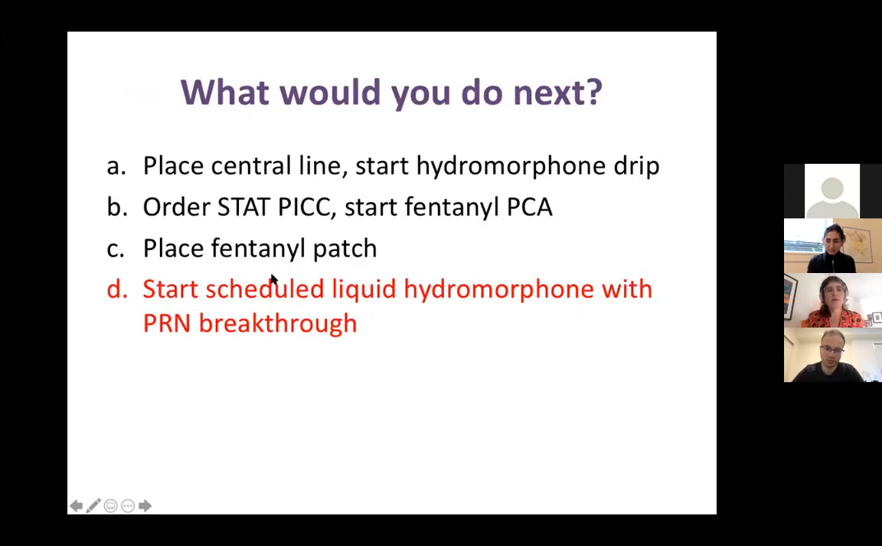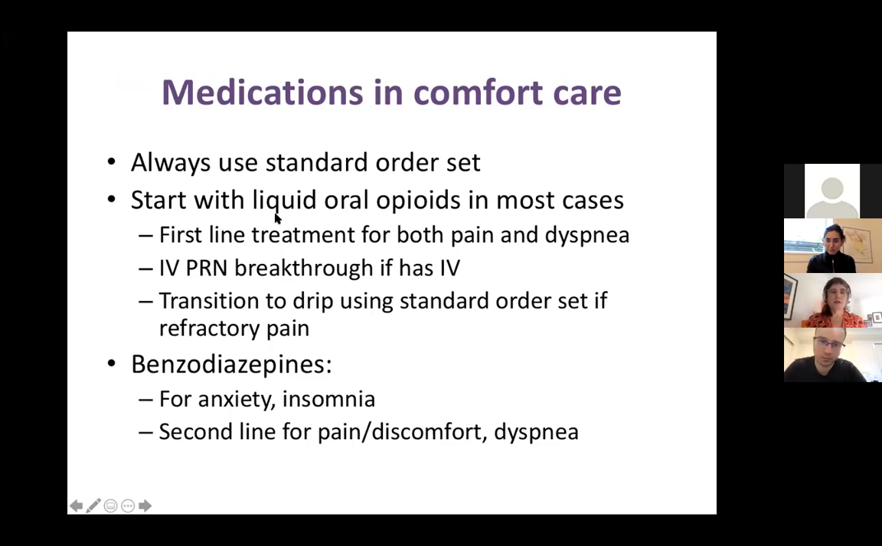So that's what I would pick for this patient. In general, in a patient who's on comfort care or hospice care in the hospital, please use the standard order set. A lot has gone into that order set with pharmacists and nurses and palliative care doctors. First line for most patients should be liquid oral opioids.